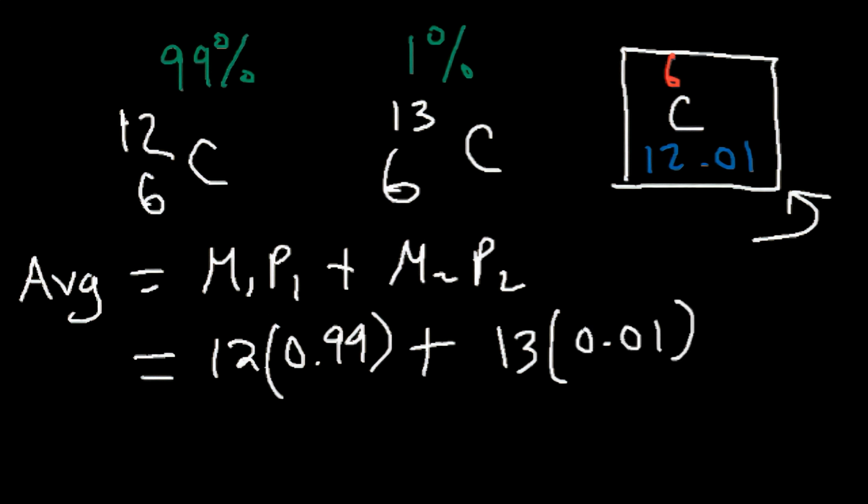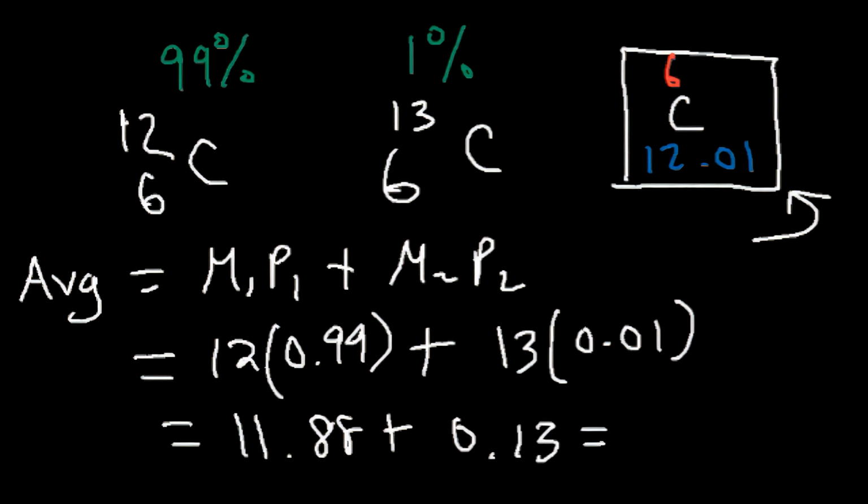So if you multiply 12 by 0.99, you're going to get 11.88. If you multiply 13 by 0.01, it's going to be 0.13. And if you add 0.13 plus 11.88, you should get 12.01, which is the weighted average atomic mass of all of the carbon isotopes that are naturally found on Earth.